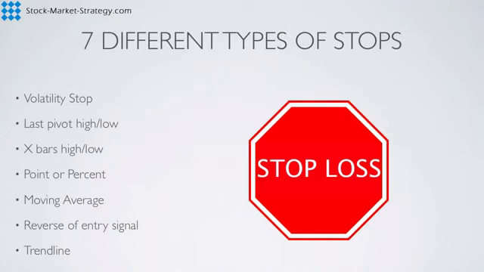Now there are 7 different types of stops. The first is the volatility stop, which mainly uses average true range. Then we've got the last pivot, which is the swing highs and swing lows. We've got the X bar highs and lows. We've got the percent, moving average, reverse of entry signal, and the last is the trend line. But let me explain these and show you on charts how they work one by one.